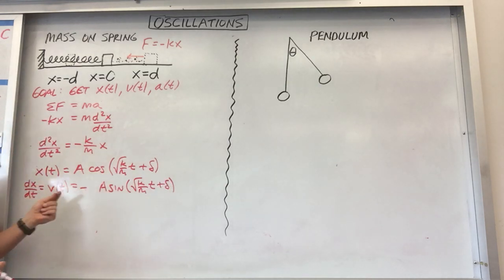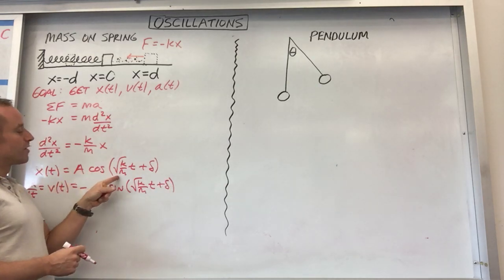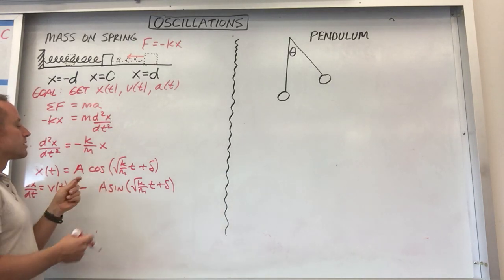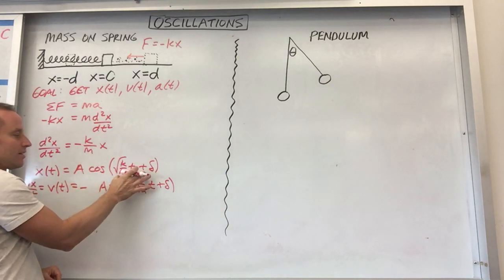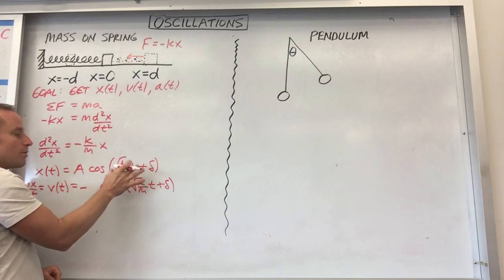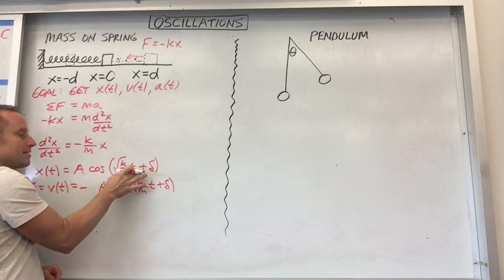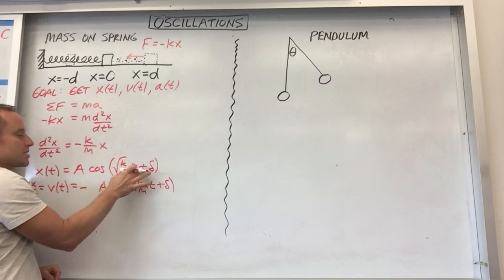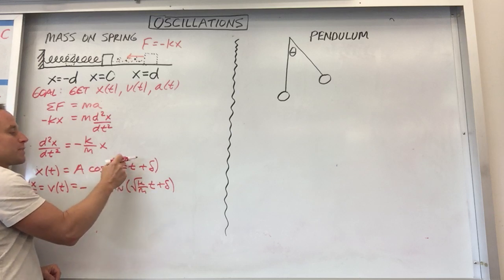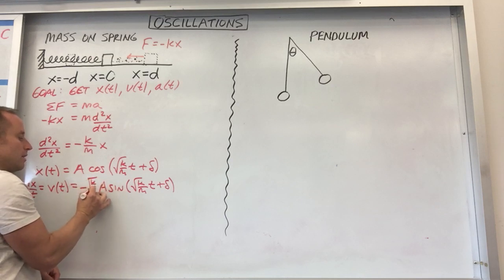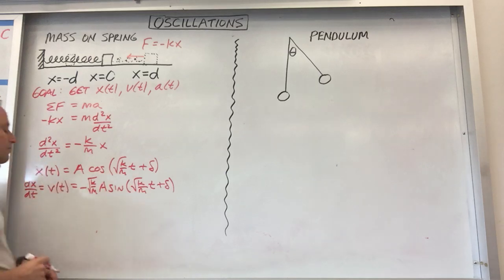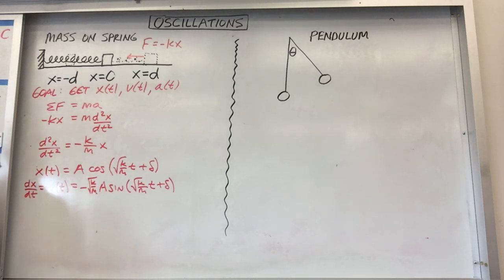Now we're not quite done because when we're taking the derivative of this thing, we need to apply the chain rule. So we have a function within a function. So root k over m t plus delta is the inner function. And so we need to take the derivative of that, that argument of the cosine. You can see the derivative with respect to time here is just going to be root k over m. And so that's going to go in front. So that's just applying the chain rule. Root k over m. So there's our velocity function.